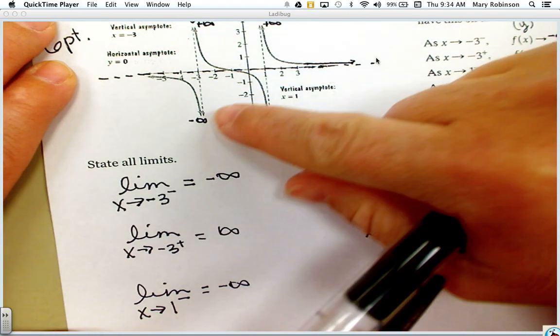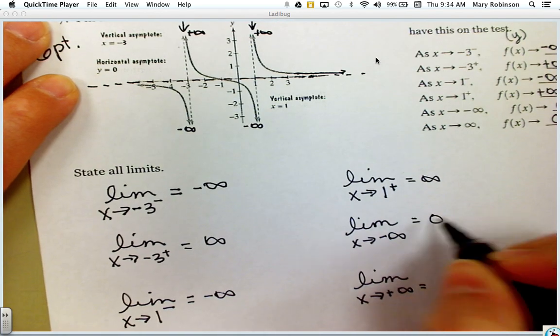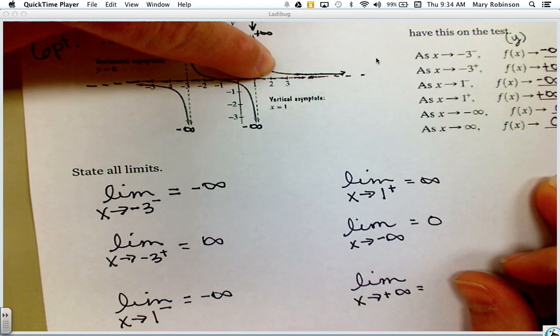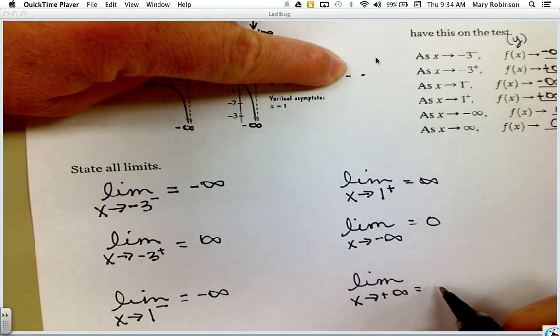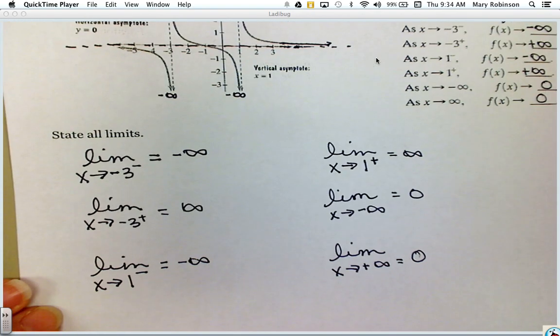The limit as x approaches negative infinity is 0. And the limit as x approaches positive infinity is 0. And so these are the 6 we'll be looking for on your test on the limit problem.